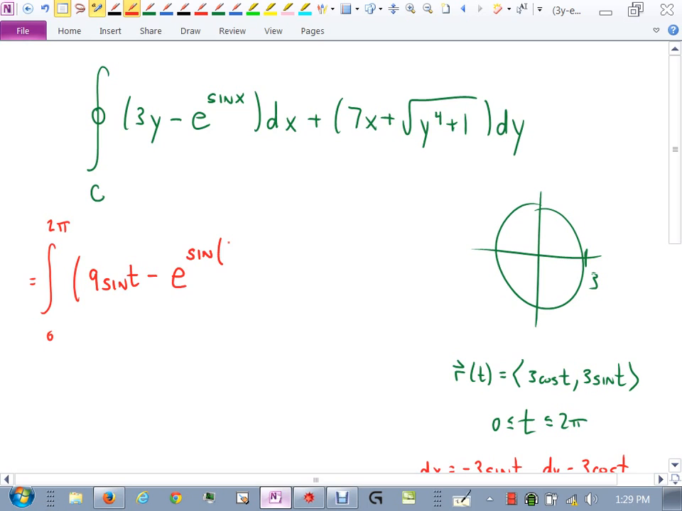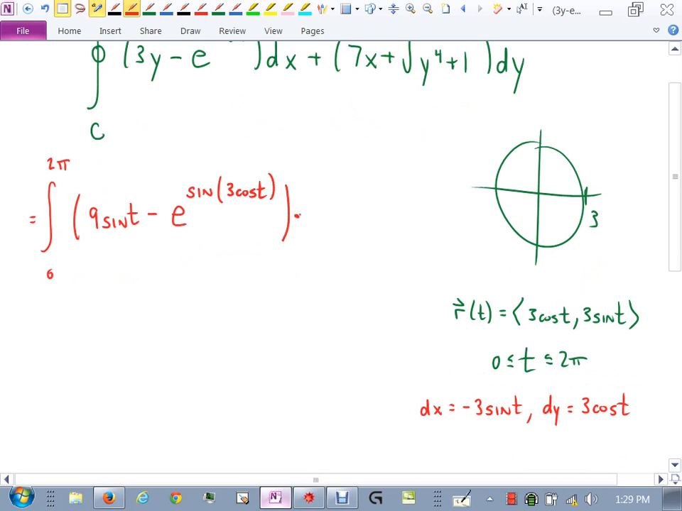What's x? 3 cosine t, right? All of that times dx, but dx was negative 3 sine t. I'll do dt at the very end of this. Then plus 7x, so 21 cosine t, plus the square root of y to the fourth, which would be what? 81 sine to the fourth t plus 1. All of that dy, which is 3 cosine t dt.